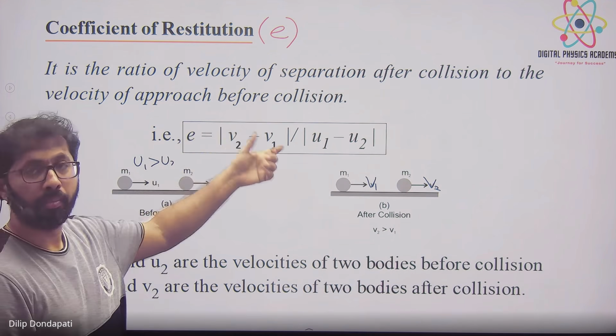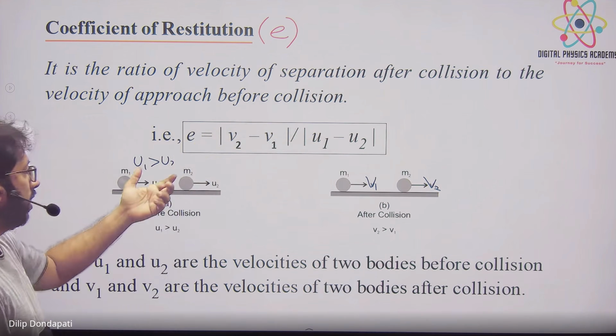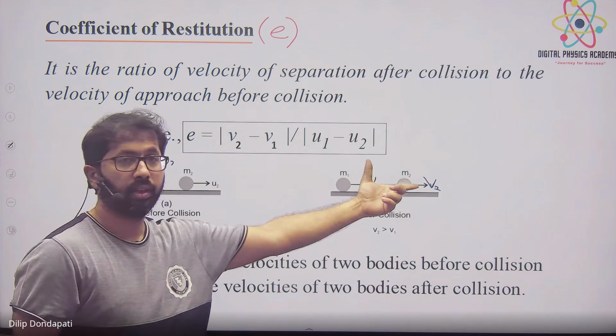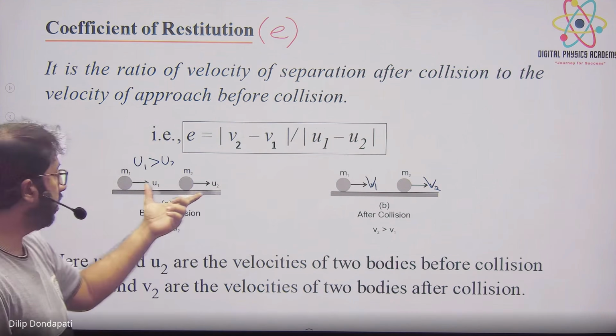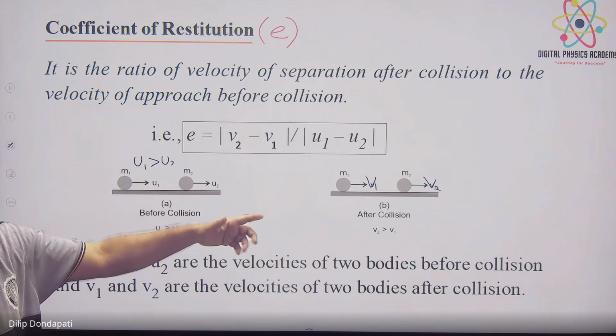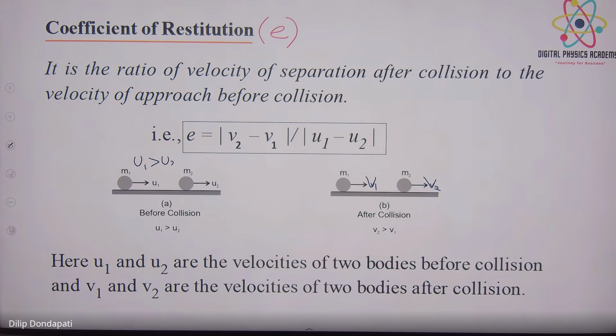Take the mod of V2 minus V1, so it is a positive value, right? V2 minus V1 by U1 minus U2. This is the velocity of separation. This is the velocity of approach, right? U1 is greater than U2, so it is approaching and this is separating. So this is the formula for the e value. U1, U2 are the velocities of the two bodies before collision. V1, V2 are the velocities of the bodies after collision.